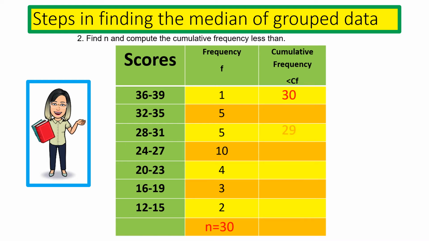30 minus 1 is 29. 29 minus 5 is 24. 24 minus 5 is 19. 19 minus 10 is 9. 9 minus 4 is 5. And 5 minus 3 is 2. Look at the number at the bottom. So we have the number 2. Since we have the same number, it means that our subtraction is correct.